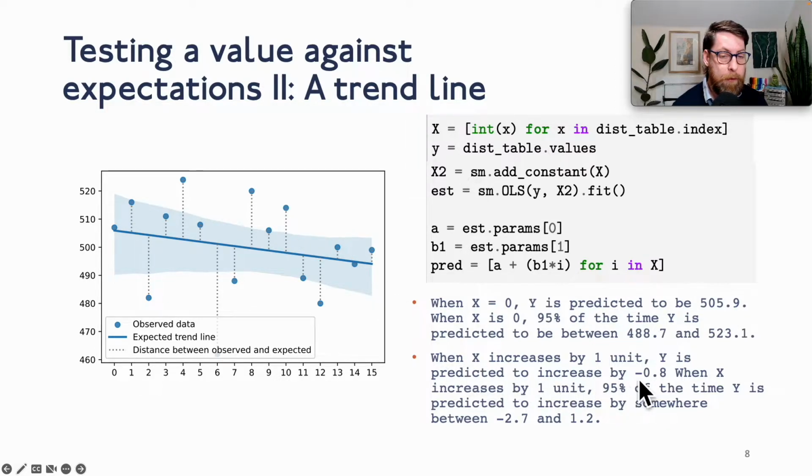And it says when x increases by 1 unit, 95% of the time, y is predicted to increase by somewhere between minus 2.7 and 1.2. Okay, so that's not very good. What that means is that y is predicted to increase by maybe a positive number, maybe a negative number. Because y is predicted to either maybe go up or go down, we're not really sure that y is going to go up or go down at all. And so while we have this original trend line right here through this observation, it's not statistically significant. We shouldn't be confident in that trend line.